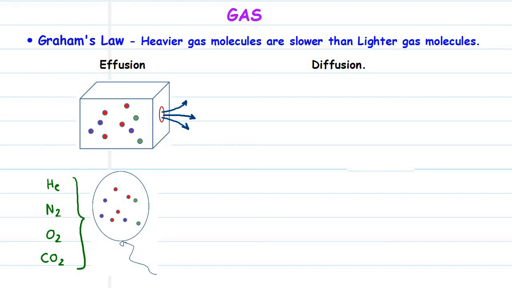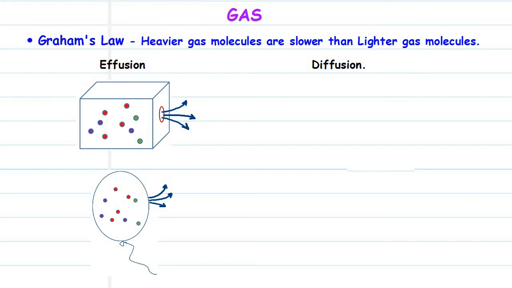And on the surface of this balloon, there are pores. And when there are pores, gas leaks. And heavier gas molecules tend to leak, or effuse, more slowly than lighter gas molecules. So that is effusion. How about diffusion?